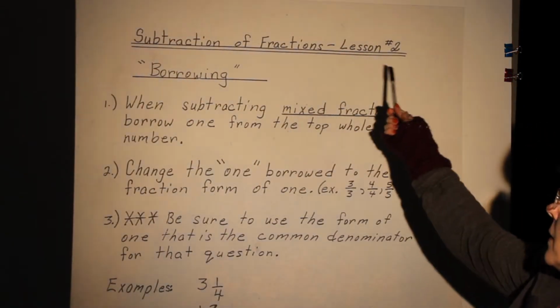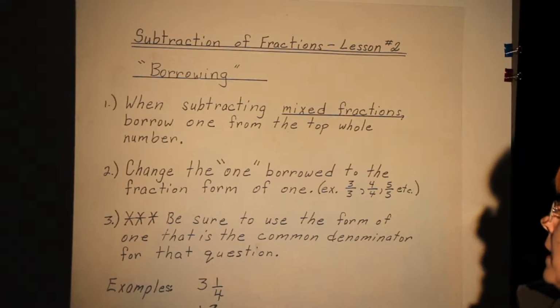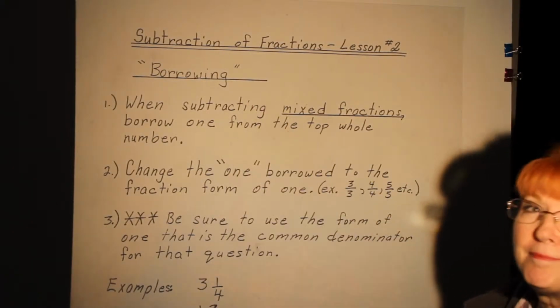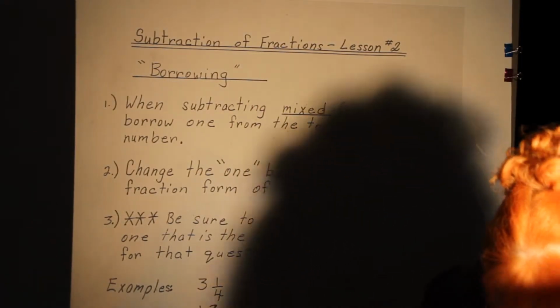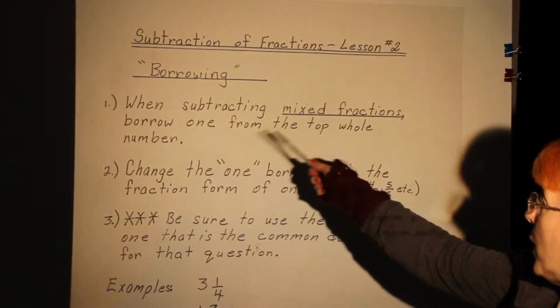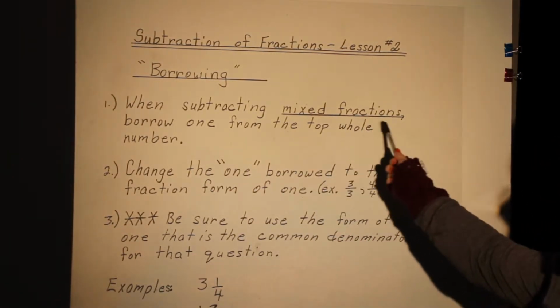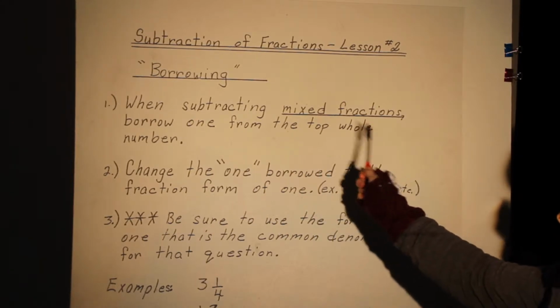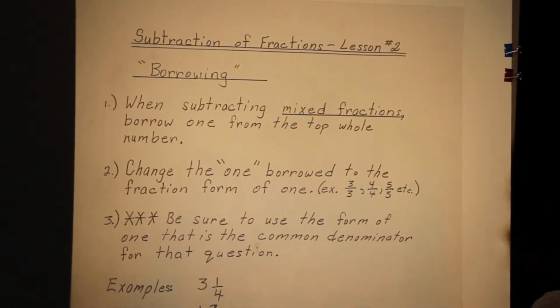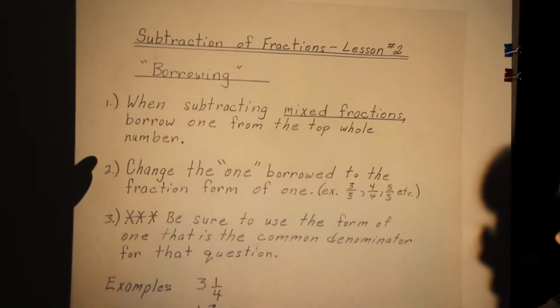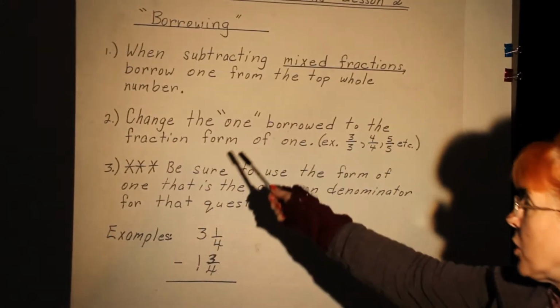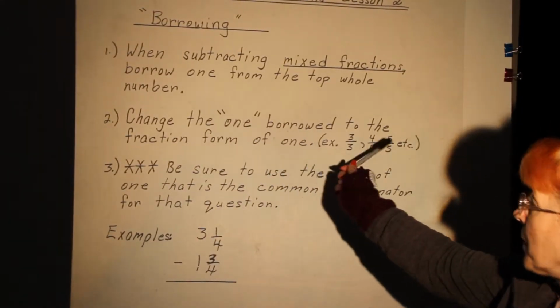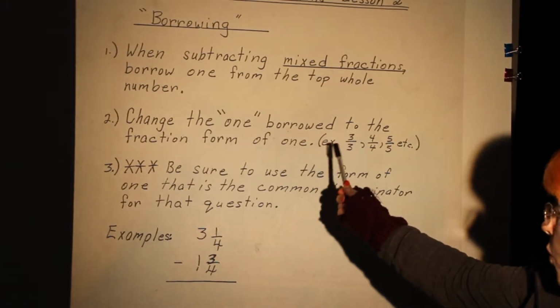This is lesson 2 or part 2, and we're talking about borrowing. This is where, again, it gets that complexity. When subtracting mixed fractions, you might have to borrow 1 from the top whole number. Now, what does that mean, borrow 1? All right, you're actually going to change the 1 that you've borrowed to the fraction form of 1.